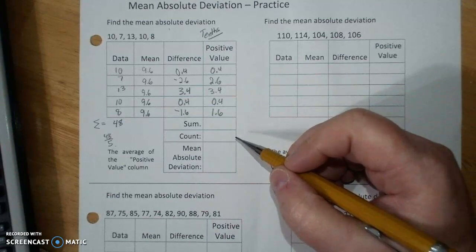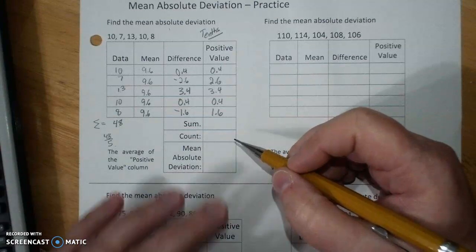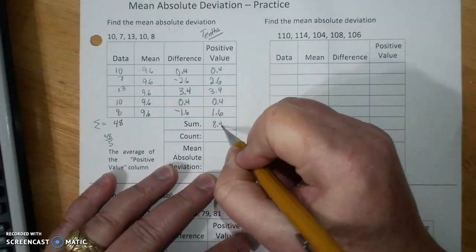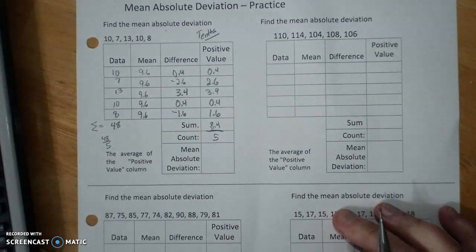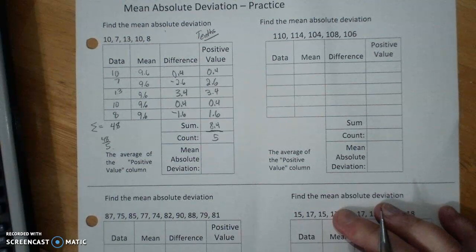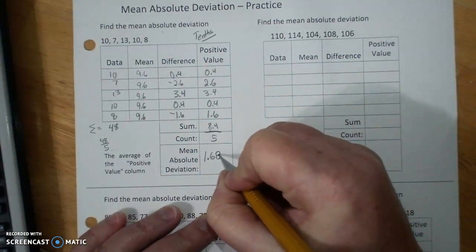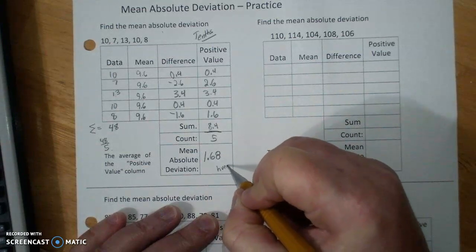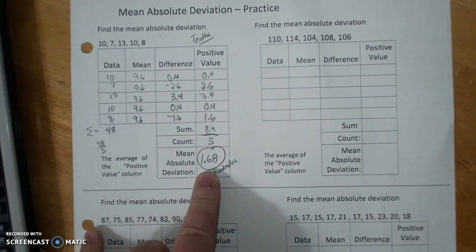So you have 0.4 plus 2.6 plus 3.4 plus 0.4 plus 1.6, and you get 8.4. The count is still 5. Just draw a divide sign there. And you're going to do 8.4 divided by 5 and get 1.68, and this is to the hundredths. That's what I'm looking for.